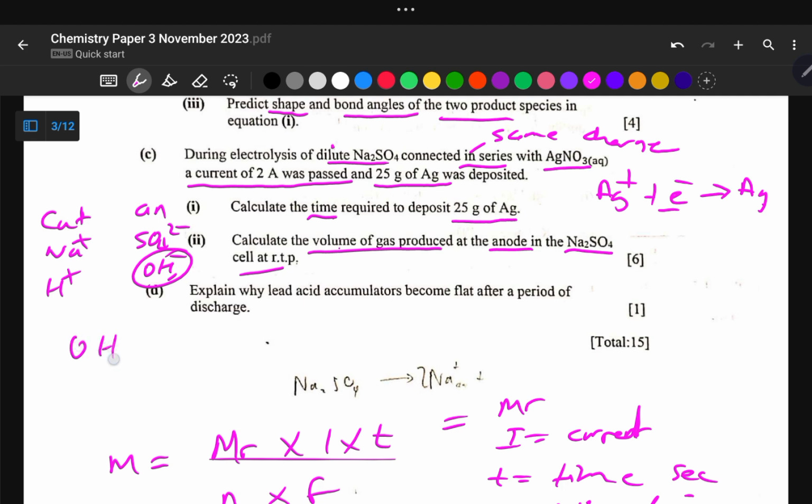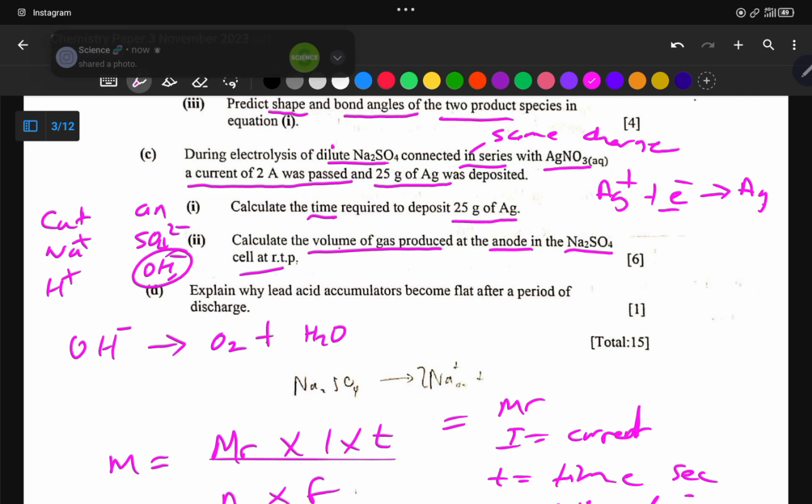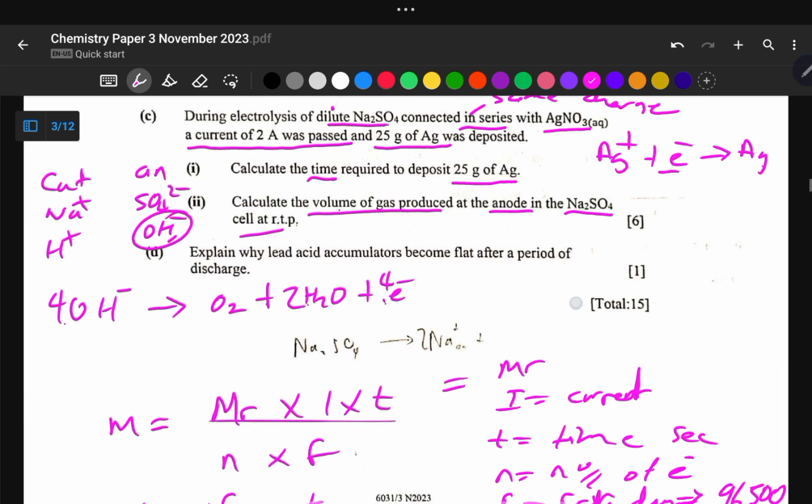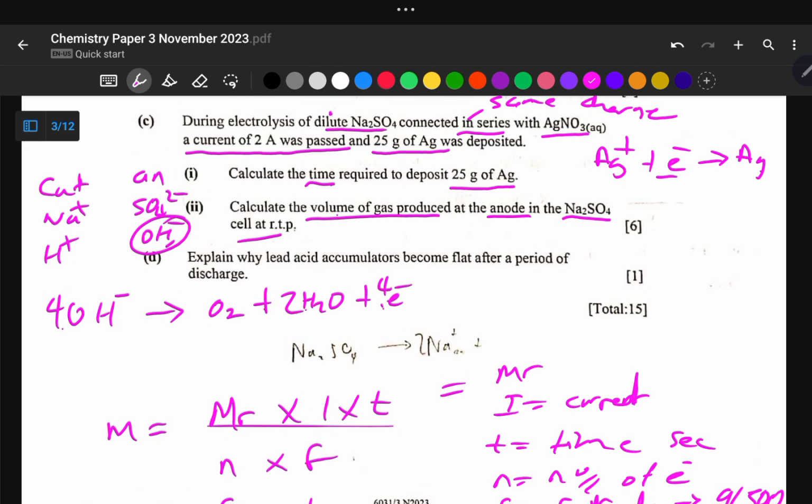At the anode we have oxidation, and at the cathode we have reduction. So the hydroxide ion is oxidized to oxygen and water. We can balance this equation, oxidation being the loss of electrons, by 4 for the hydroxide, 2 for the water, and 4 electrons. So for every 4 moles of electrons, we are also having 1 mole of oxygen gas. So you need to take note of this ratio.